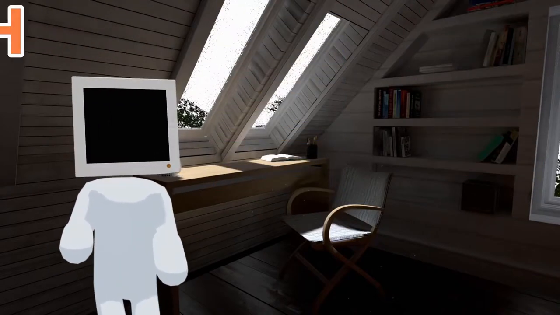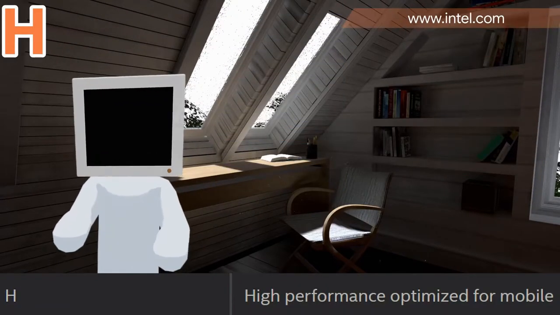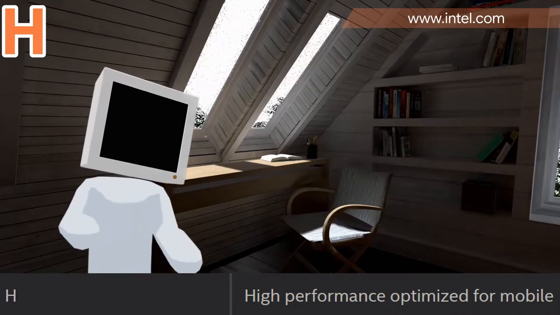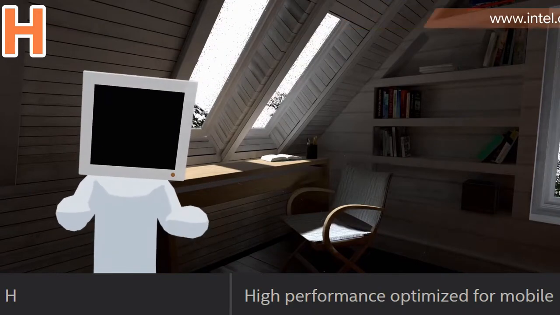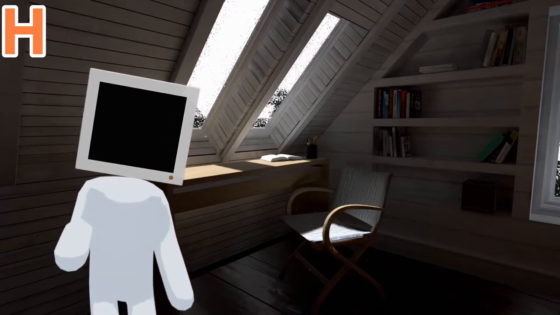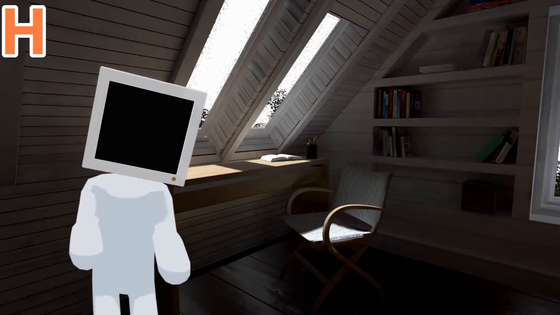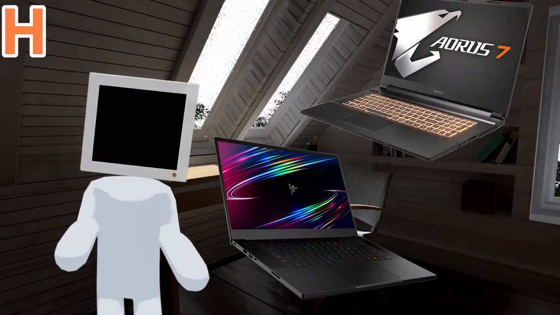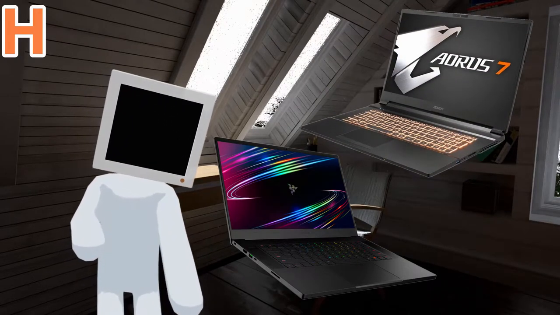There's also H, which means high performance optimized for mobile. The H variants sport a much higher TDP and a much higher base and turbo clock, making it a better choice for, let's say, portable workstations and gaming laptops with dedicated GPUs as well.